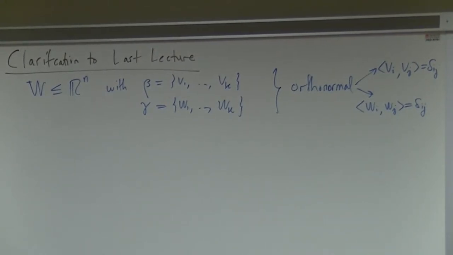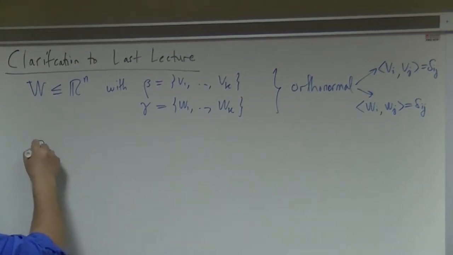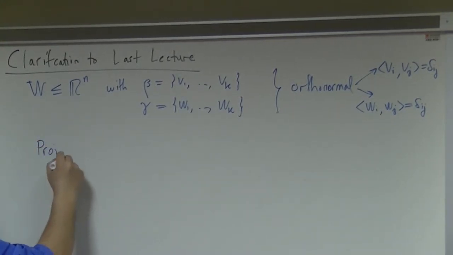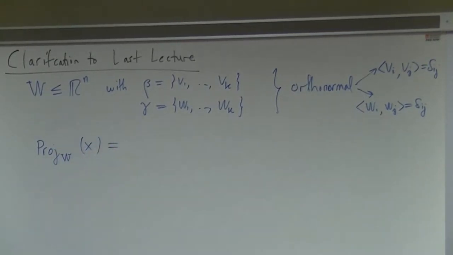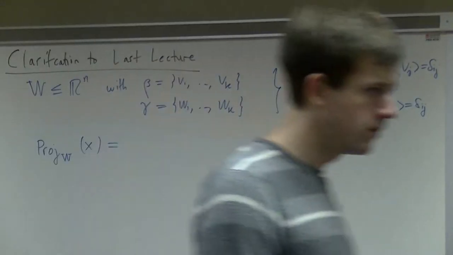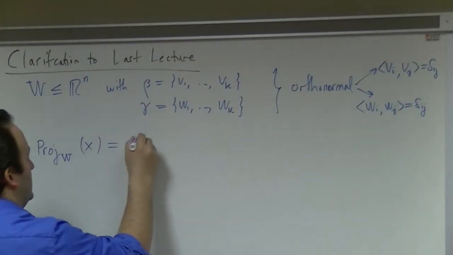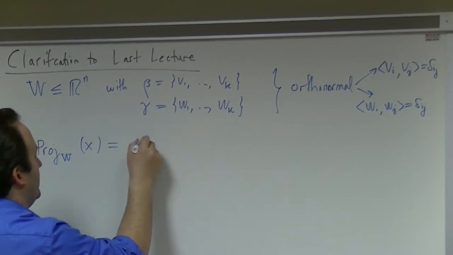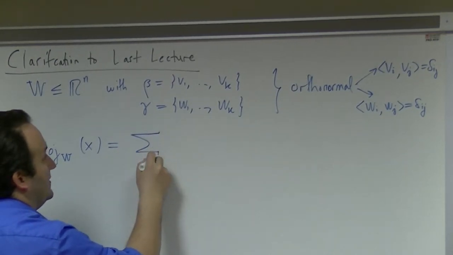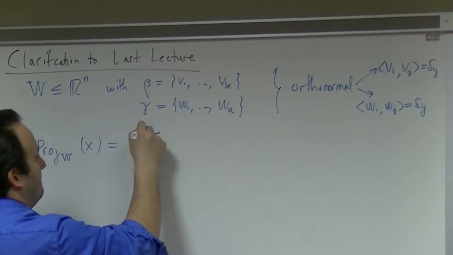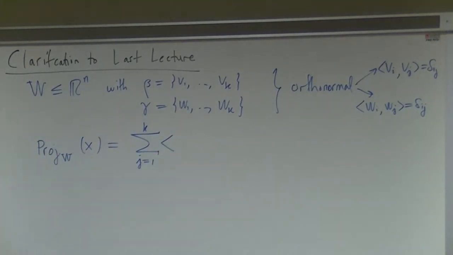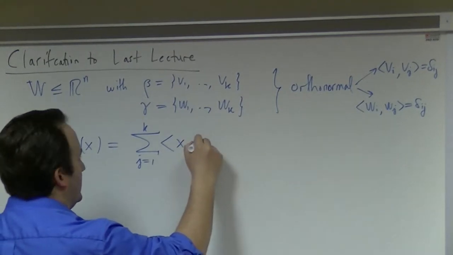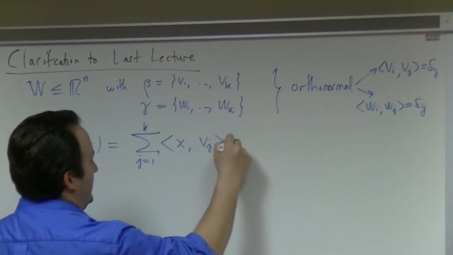Well, I will remind you that on the one hand, we have the projection. So the projection formula, I said projection onto W of x, well, what's that equal to? It's equal to the sum, this is how I define it, sum j equals 1 to k of the inner product of x, comma, vj, and then vj again.